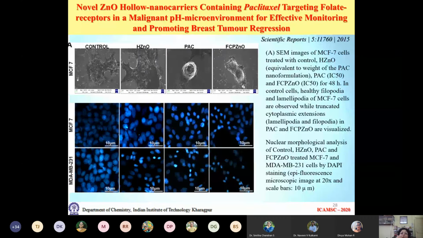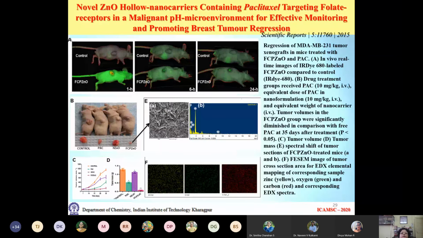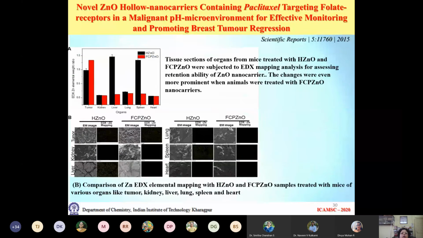Similarly, you can see the ACM pictures, and you can make out the morphology of the nucleus. It can be monitored as the system and the zinc oxide carrier moves into it. So this can be monitored. You are getting a reflection of how much has entered or where it is going. This monitoring is done without attachment of a biomarker from outside. I'm not going to go into the details of it. Animal studies were also carried out.